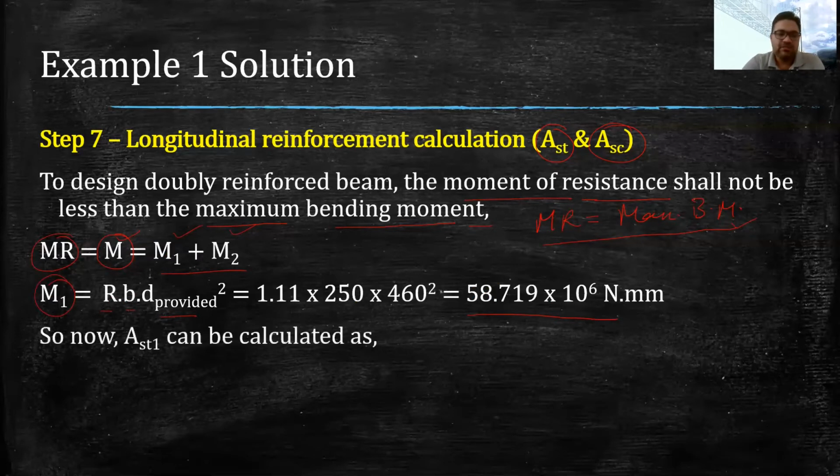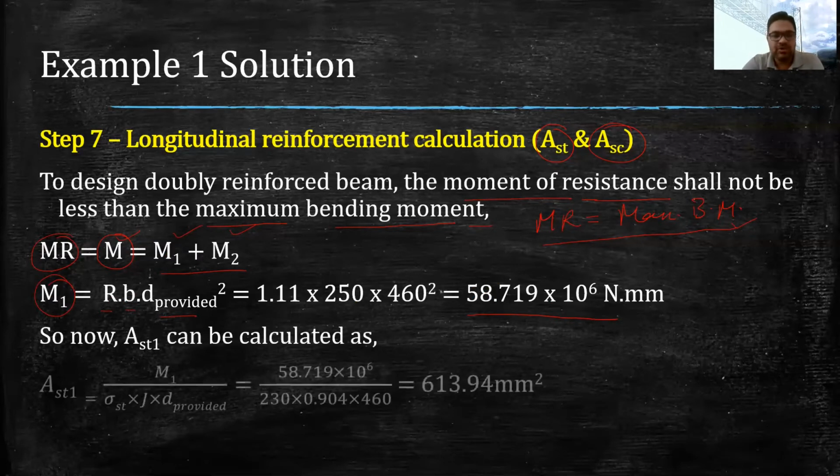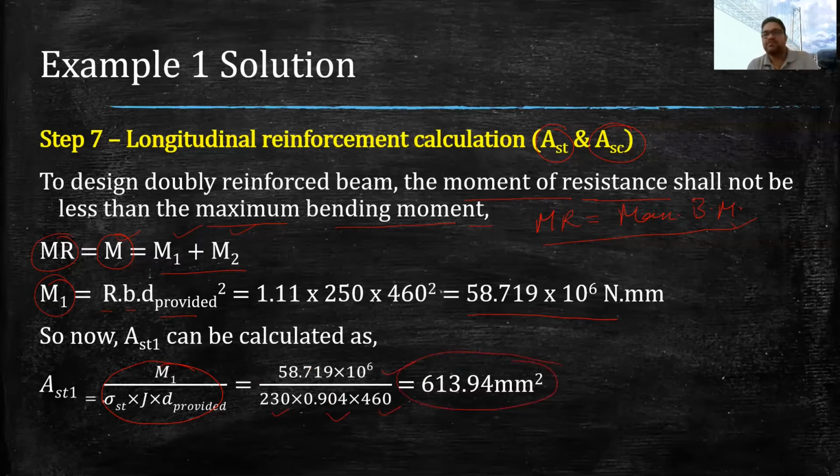Based on this, we can find out AST1 also. So AST1 can be calculated by using this relation. In the relation, we put all the values: M1 and sigma ST into J into D. Now putting all the values, we get AST1 as 613.94 mm square. So that is the area of reinforcement required as in the case of a singly reinforced beam.